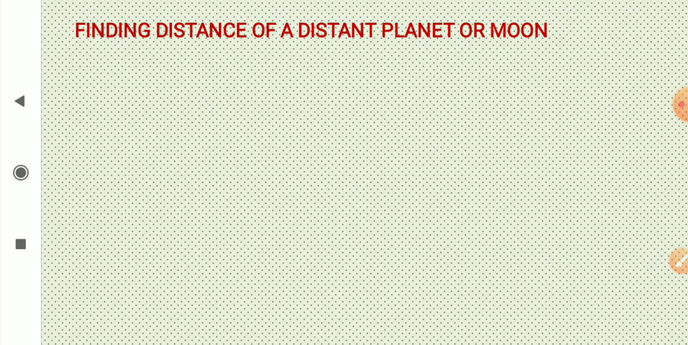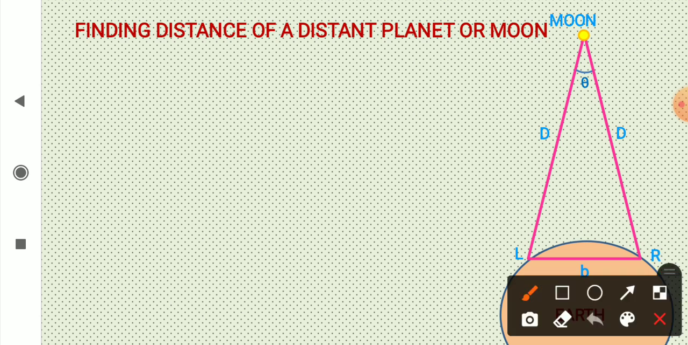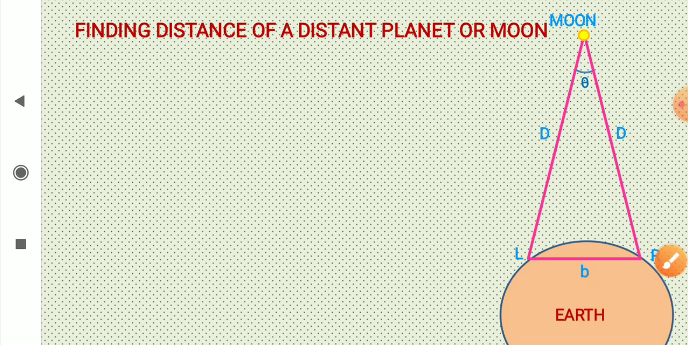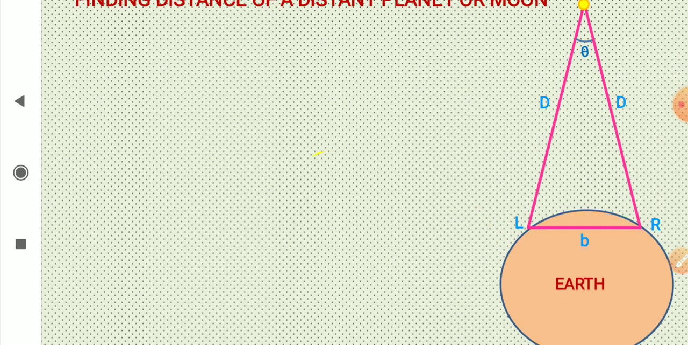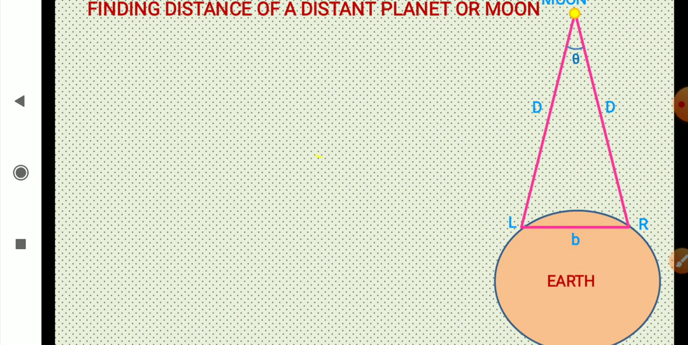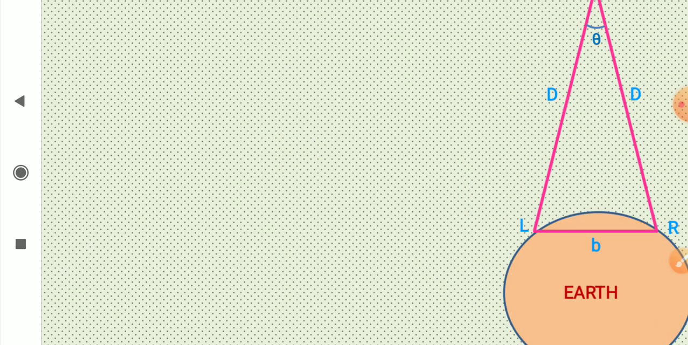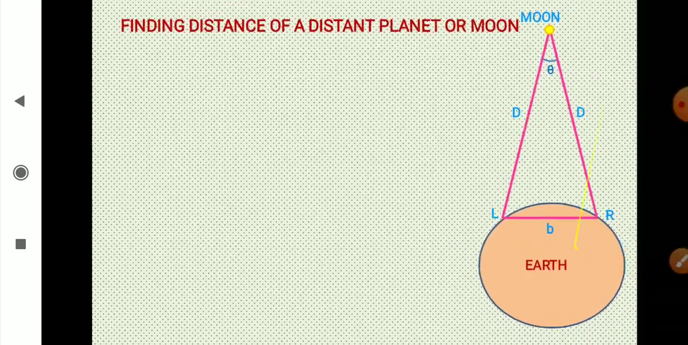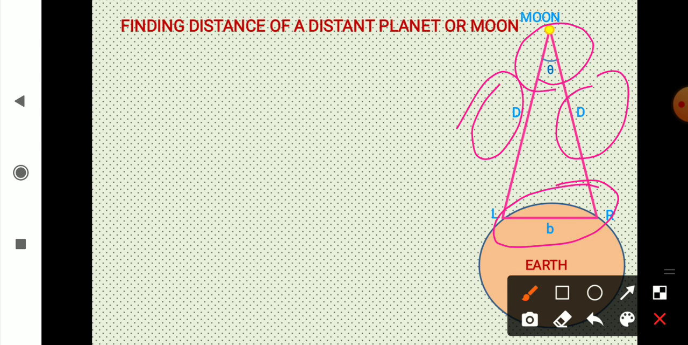So, finding distance of a distant planet or moon using this parallax method. So here the moon is placed at this point, and if you are on Earth, you observe this moon from point L, and then you observe the moon from point R on Earth, and you can measure this distance between them, the basis B. This basis B can be measured, you are on Earth only, and this angle theta can be measured, and using the relation the distance of moon can be found out.